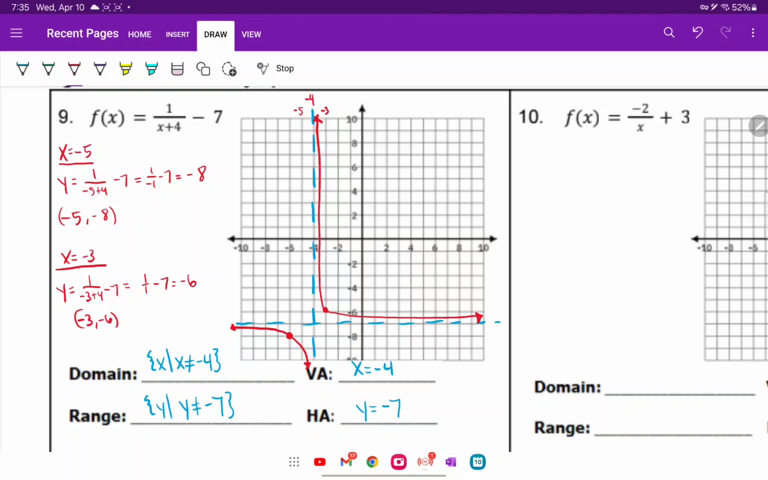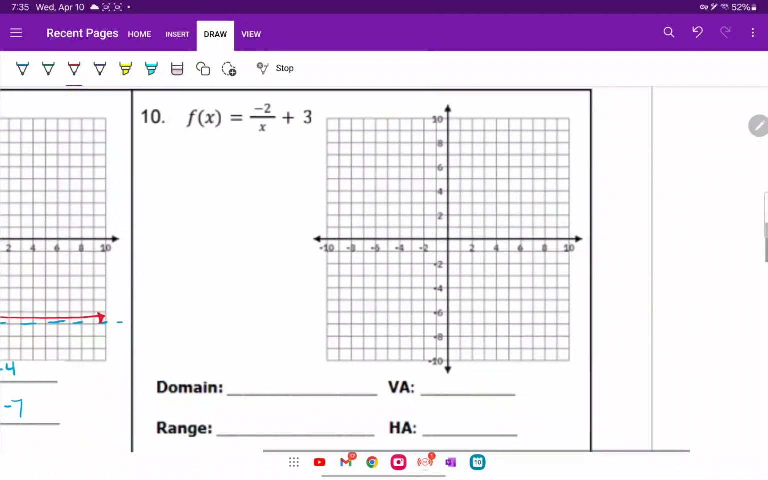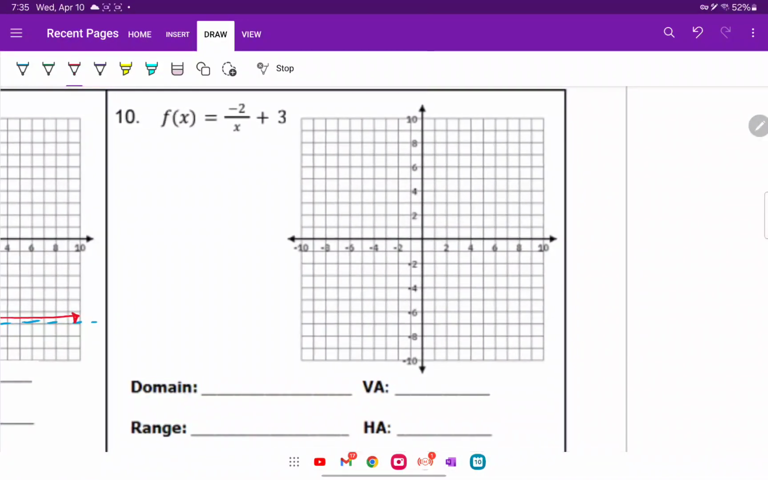All right, I'm going to continue on to number 10. For number 10, same thing. It's standard form again. So this time, vertical asymptote, there's nothing with x, so x equals 0. So braces x such that x cannot equal 0.